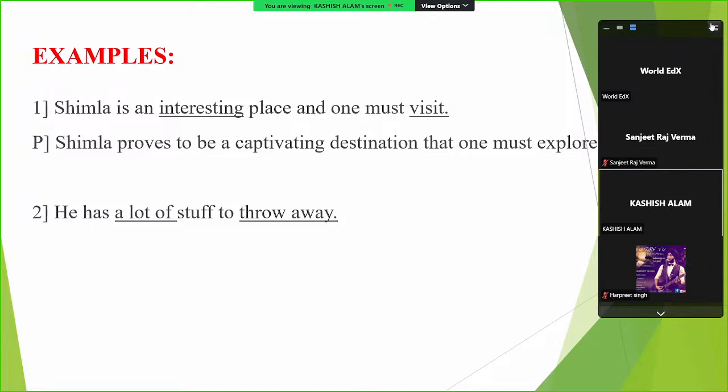That's another way in which you can paraphrase the topic. So look for the synonyms, look at the words for which you can write synonyms. "He has a lot of stuff to throw away." Again, I will highlight the words.